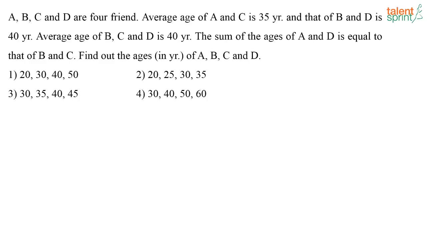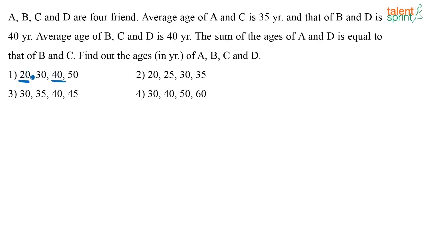Find out the ages of A, B, C and D. Again, for this question, if you check with the options, it's very easy to solve. See what is given here. Average age of A and C is 35 years. Now if you look at the first option, this is the age of A and this is the age of C. What is the average here?